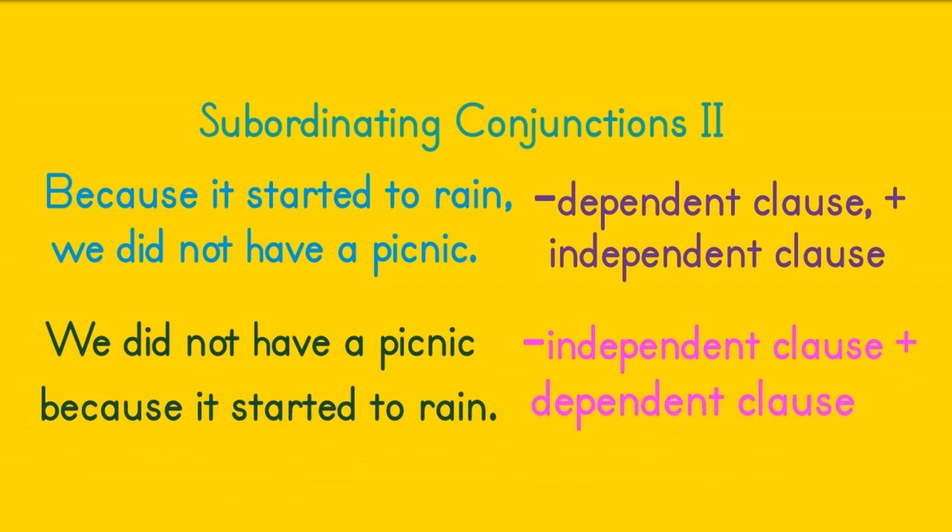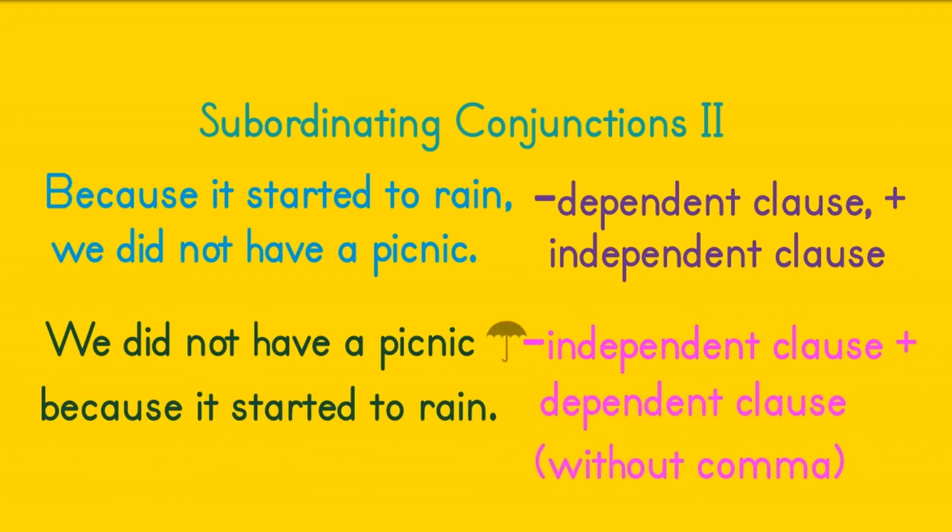If the dependent clause or subordinate clause follows an independent clause, then a comma is not used, unless it is linked to another independent clause with a coordinating conjunction. There are many subordinating conjunctions in English, but common ones include because, which is used to show cause and effect, and although, which is used to contrast.